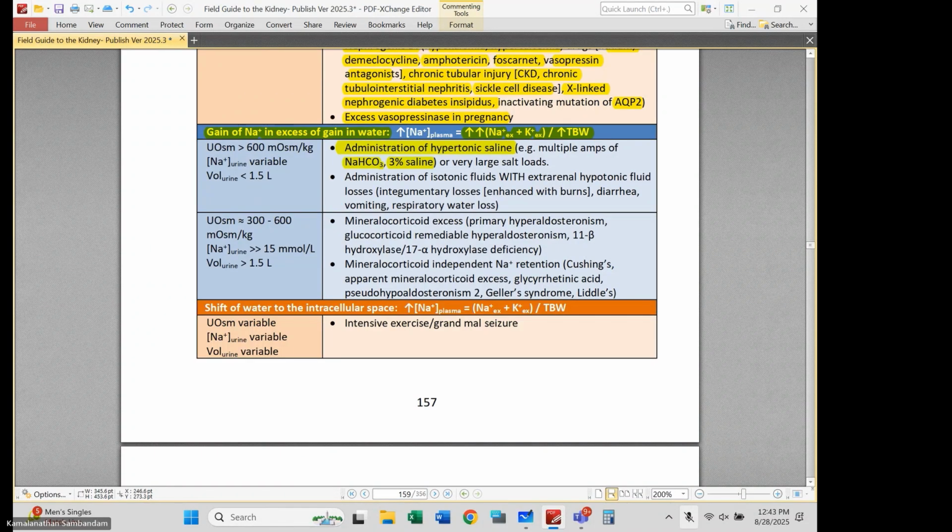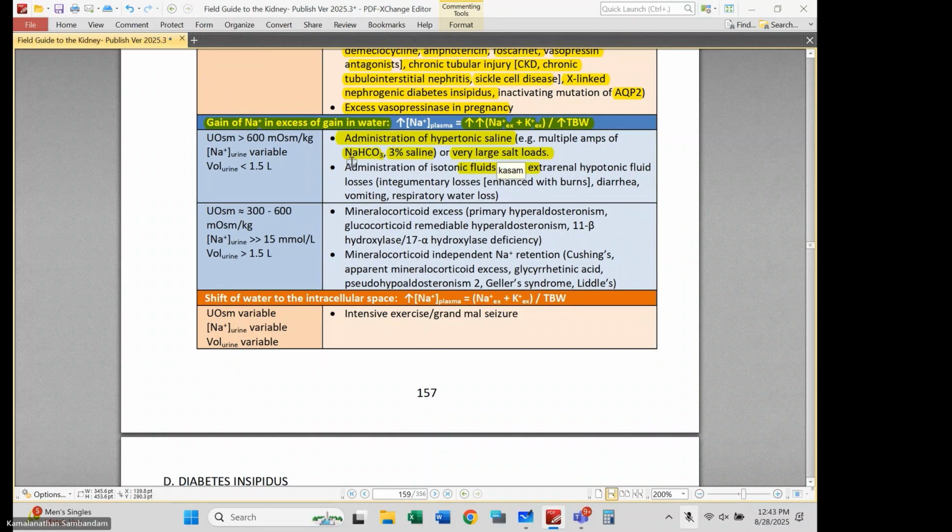So you should add to this, getting over aggressive with Bicitra. Bicitra is another very hypertonic solution. It's a lot of salt without much water. Okay. So that would be captured by this kind of very large salt load, Bicitra. Okay. Administration of isotonic fluids with hypotonic fluid losses that are non-renal.